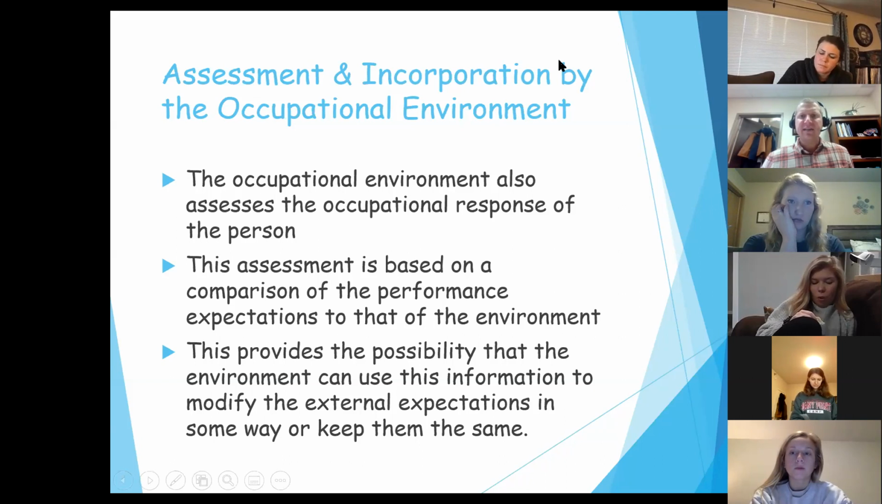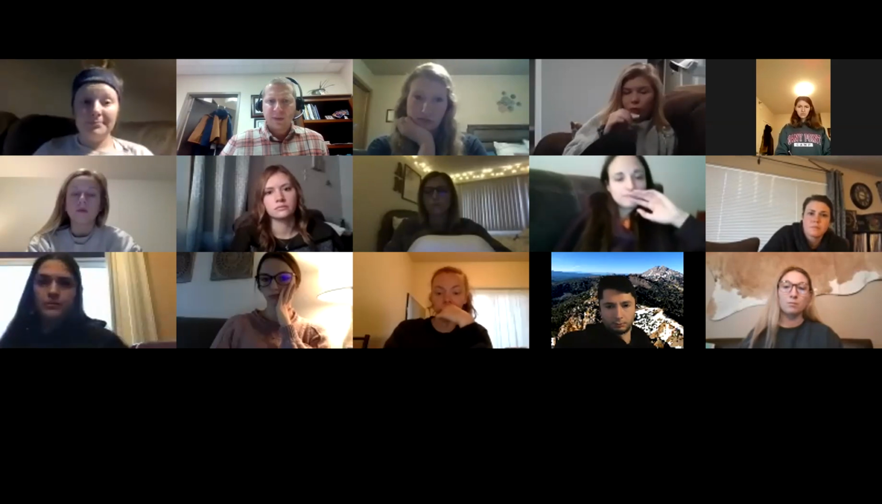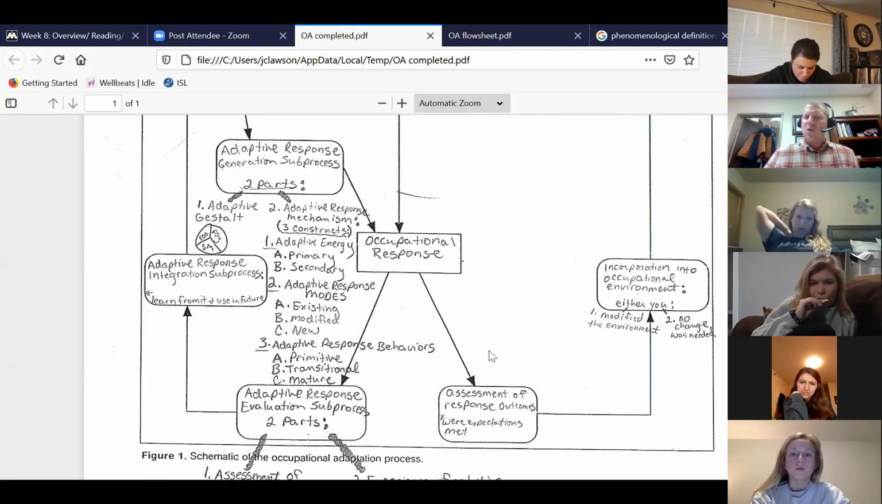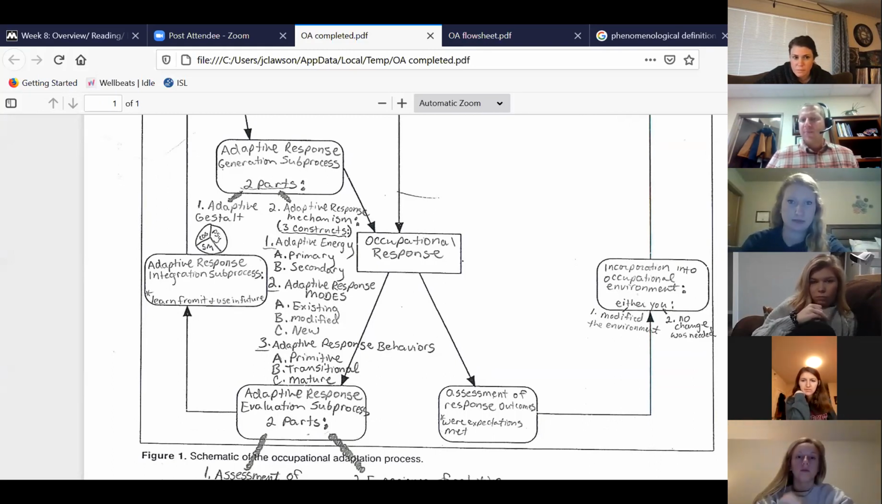just to help facilitate this and to give this an understanding, okay, we're back to this old diagram. Okay, so once we have that occupational response, they've completed that occupation and they're going through their evaluation pieces, themselves and how they did, we're also looking at the assessment of the response. So the overall outcome with the environment? Were the expectations met with the environment? Did the environment meet our expectations for their performance?